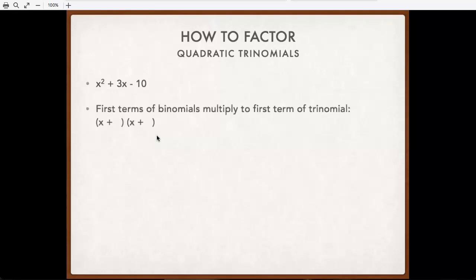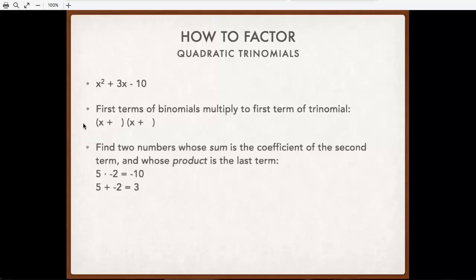So first off, the first term of the trinomial is going to be the product of the first terms of the binomials. So that x squared, we can easily get that from x times x. We don't know what the other terms of the binomials will be yet, so we'll leave those blank.